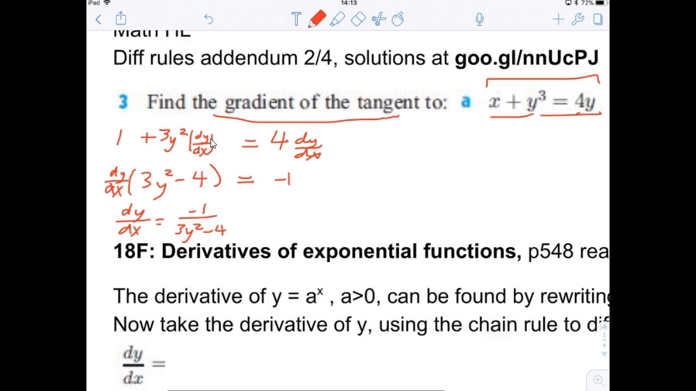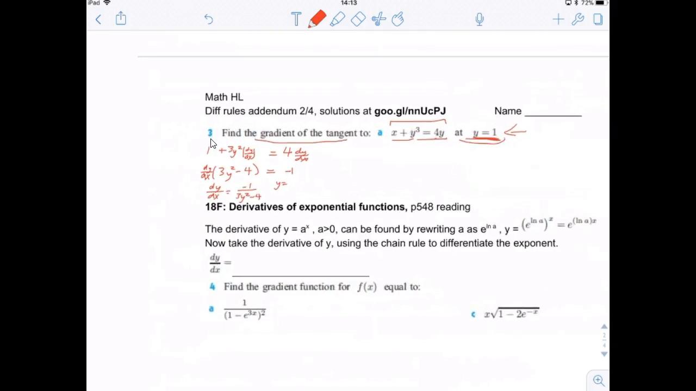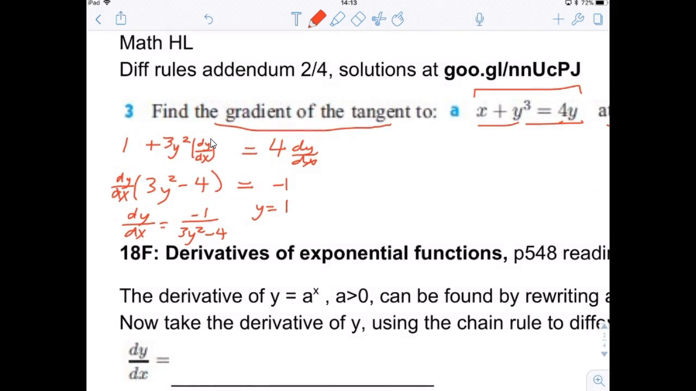So dy dx equals negative 1 over 3y squared minus 4. And then we're going to evaluate this at y equals, what was it again? Y equals 1. Now, let's see. Oh, and there's no x's, so that's great. All right, so let's see. If we evaluate at y equals 1, we'll have negative 1 over 3 times 1 squared minus 4, which is negative 1 divided by 3 minus 4, which is negative 1 divided by negative 1, which is 1. So the derivative, or the gradient of the tangent at y equals 1 is 1.